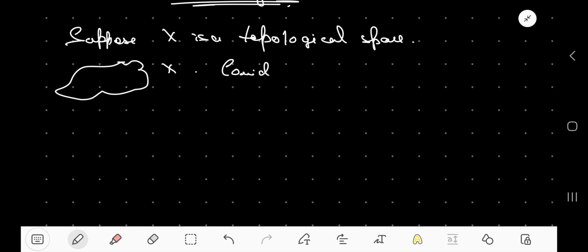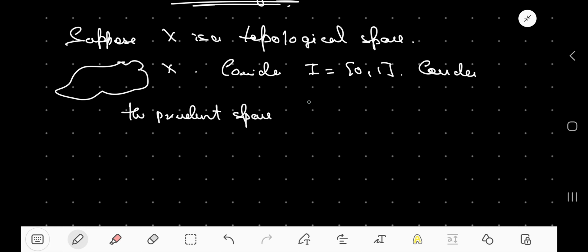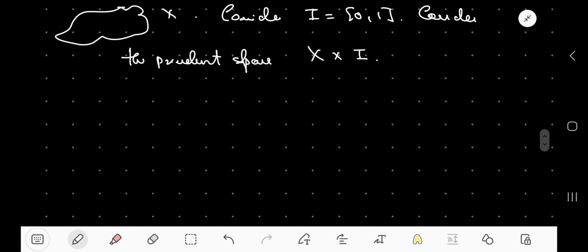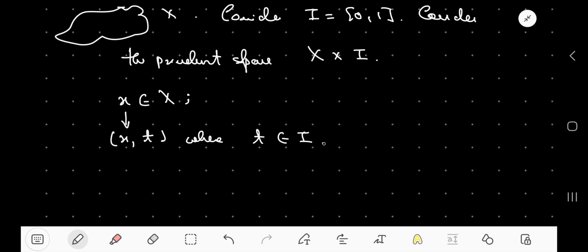Consider I to be the closed interval 0 1, that's a conventional setup. Consider the product space X cross I. So what are we basically doing under X cross I? If I choose a point, let's say small x from capital X, then with respect to this small x I will get a point of the form (x, t), where t is in I, that is t is between 0 and 1, including both 0 and 1.